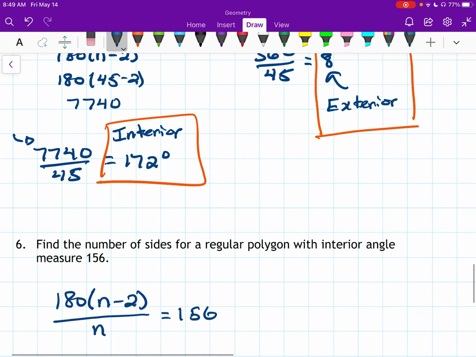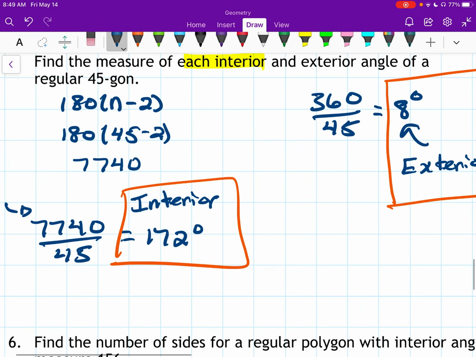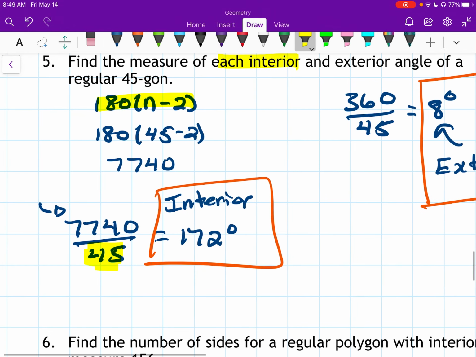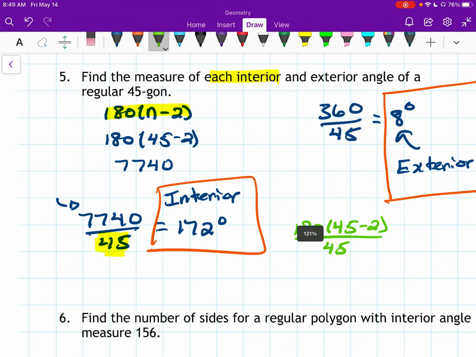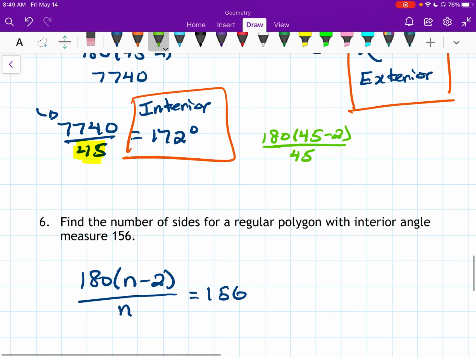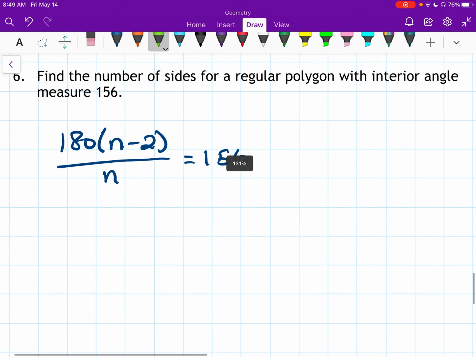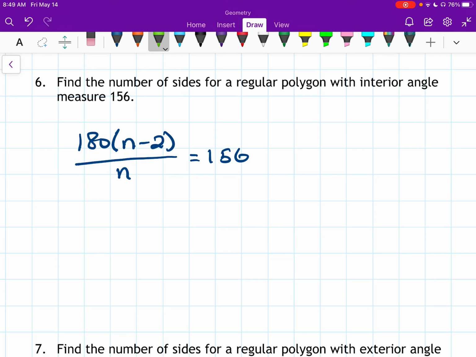Let's go back up to number 5 and think about that for a second. We started off by plugging into this, and then here at the end, we divided by 45. We could have done that all in one step. We could have said 180 times 45 minus 2 over 45. We could have done that in one step. And that's what we're going to have to do with number 6 here, okay? So here we have this. This is our equation, and now we just have to solve this.